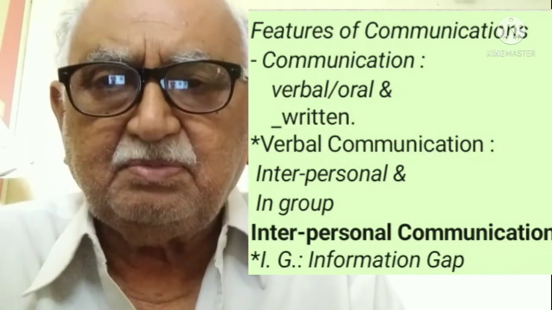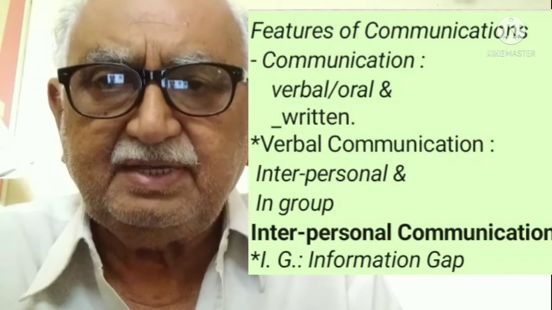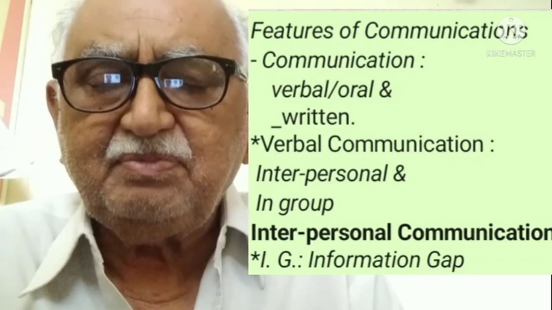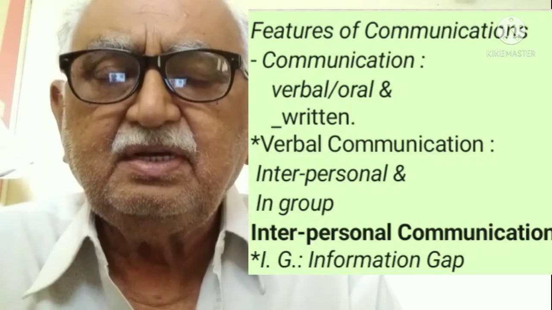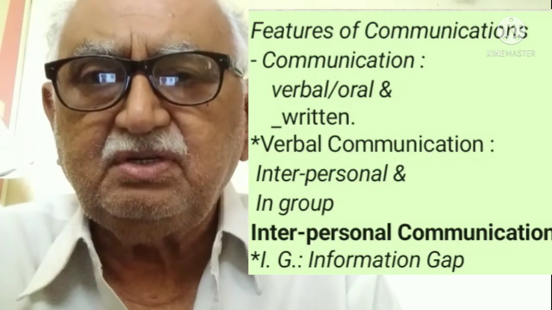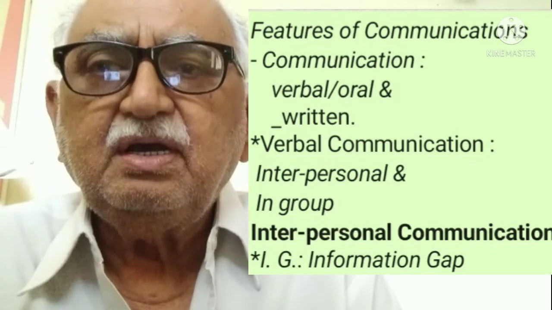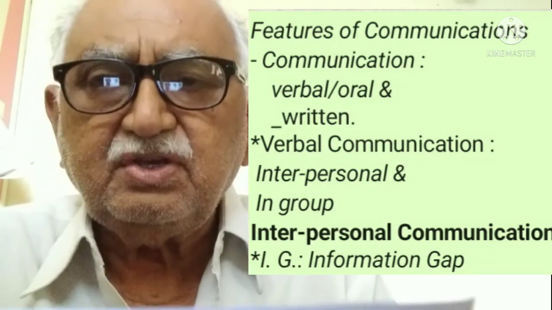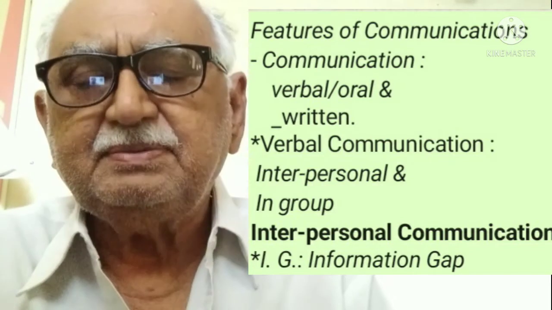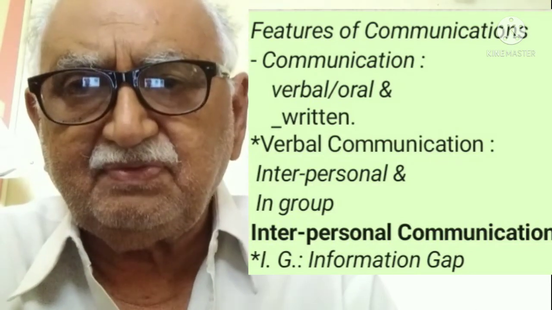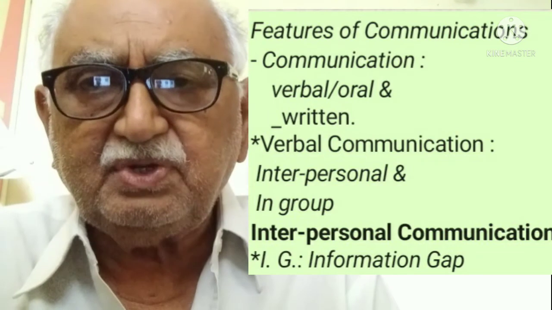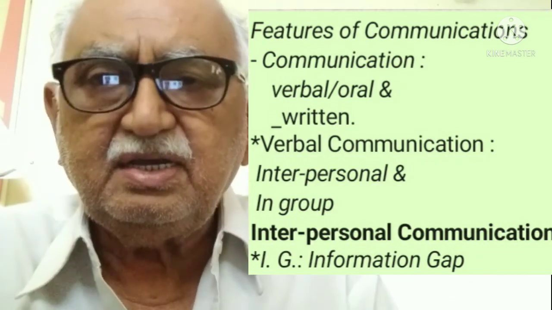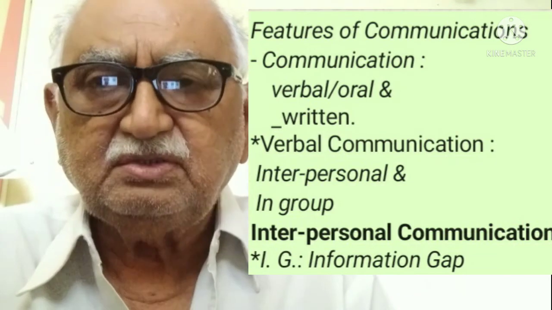That means, suppose there are two persons, A and B, and A has some information to share with B, or B has some information to share with A. And this to-be-shared information is information gap. Unless there is this kind of information gap, there is no possibility of these two persons to meet and exchange communication, right?